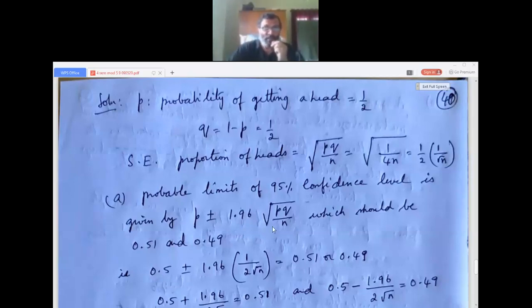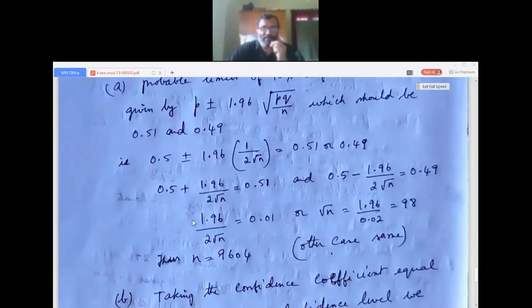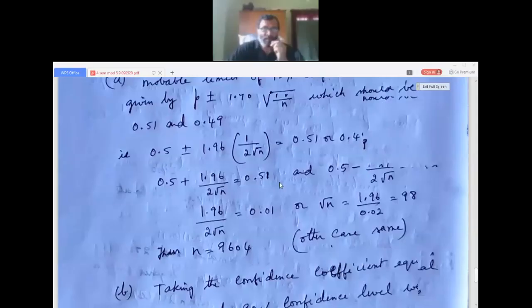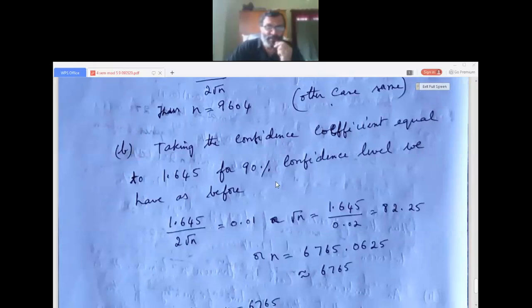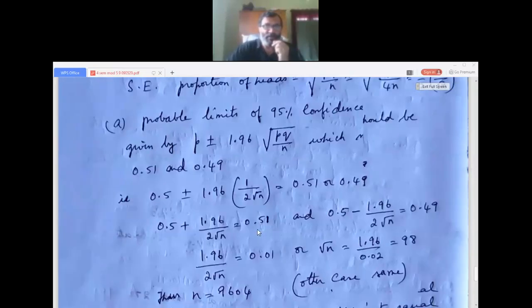I have done it directly. So this is equal to the two given values, either this first or this first, anything. So plus I can take this, or plus I can take this, or minus, whatever. You take it, you will get the same answer. One I took, you can take 0.49, you will get the same answer, n as 9604. The answer will be the same. Okay. Now, for the 90% confidence interval, the formula will be P plus or minus 1.645 root PQ by n.